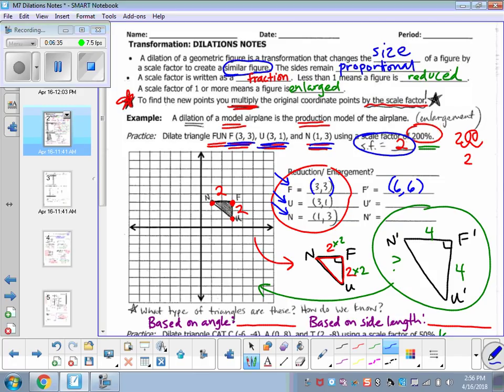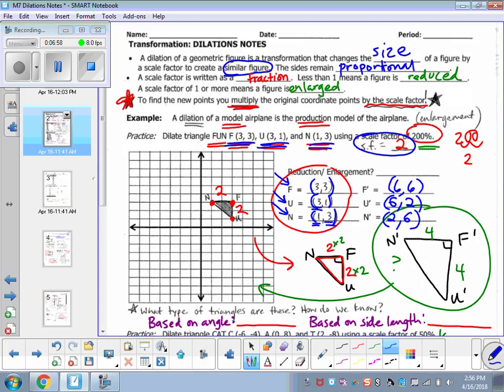All right? Now we're going to multiply the coordinates of this point by 2. So 3 times 2 is 6. 1 times 2 is 2. And last but not least, 1 times 2, 2. And 3 times 2, 6. So now we have all of the points in blue to graph on the coordinate plane.